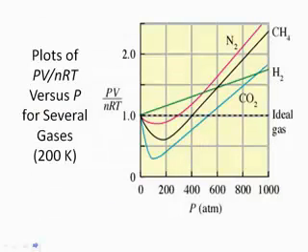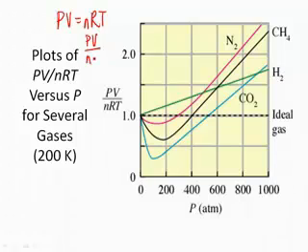This is a graph showing you what's going on as far as this deviation from ideal behavior. With ideal behavior, we have the ideal gas law, PV equals nRT, which means that under ideal conditions, PV over nRT would be equal to 1. So that's our line right here on this graph.